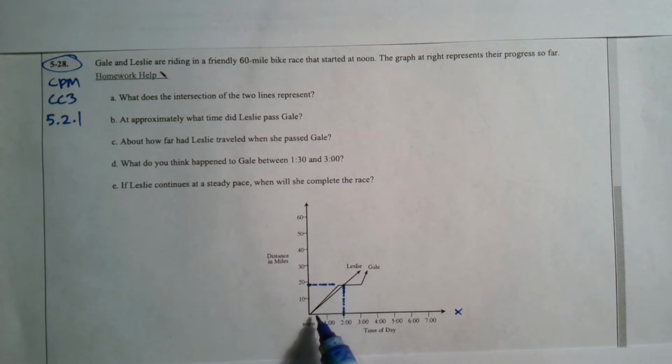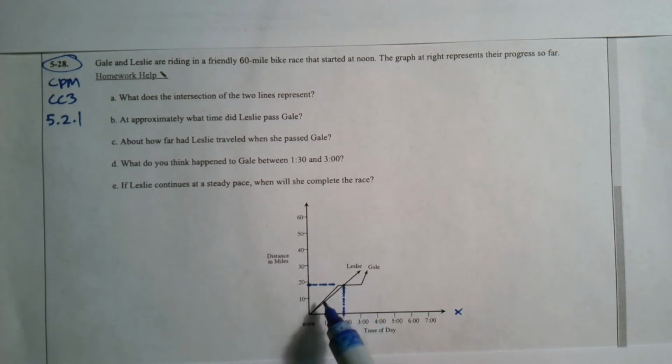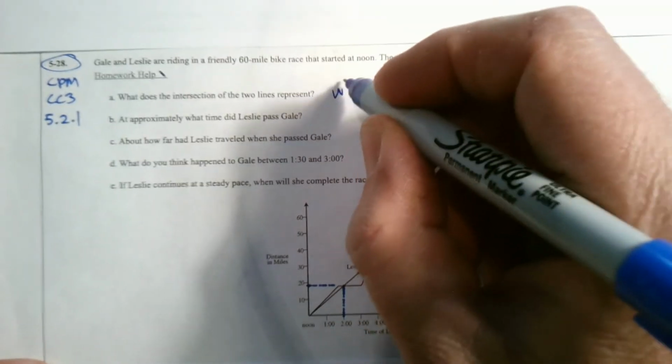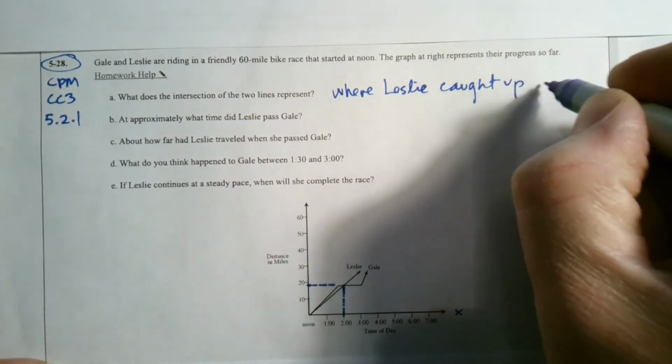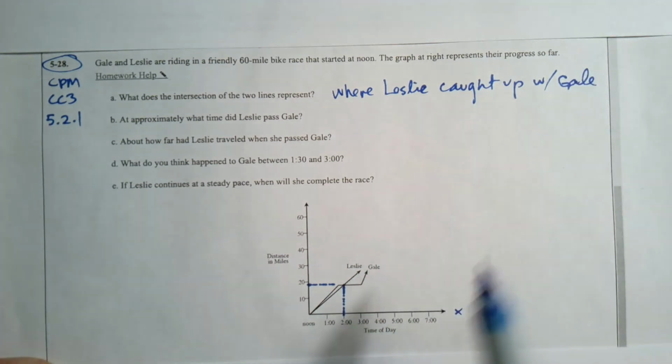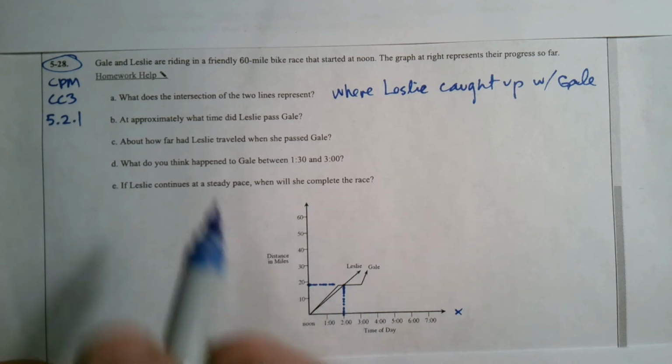It tells us when Leslie caught up with Gail. Because you can see that Gail gets out of the gate faster, right? Gail's line is steeper at first than Leslie's. Leslie looks like she's going at the same pace. Gail went a little faster, but then what's happening here? She's staying at the same place for that time period. So that intersection point is where Leslie caught up with Gail. You can also say it's where they're at the same place, the same mile marker, the time and the distance are the same. Those are other things we could say.